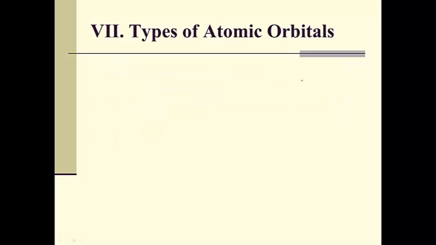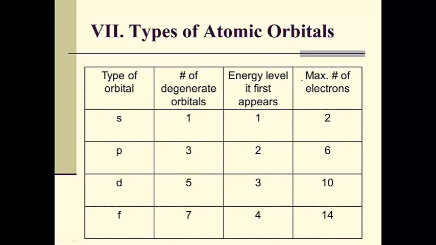So what are these orbitals? What do they look like? There are 4 basic types of orbitals. The s orbitals, there's only one of them. If you have an s orbital in an energy level, you only got one of them. It appears in energy level 1, which means it also appears in energy level 2, 3, 4, 5, 6, etc. It can only hold 2 electrons because there's only one of them.